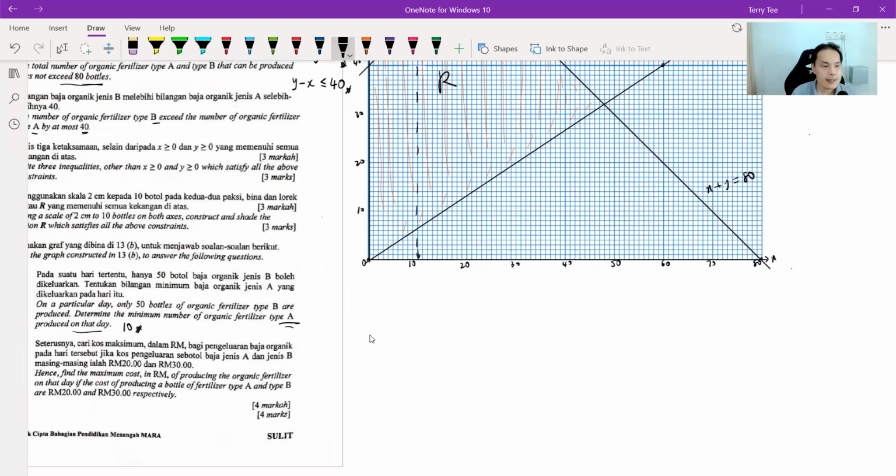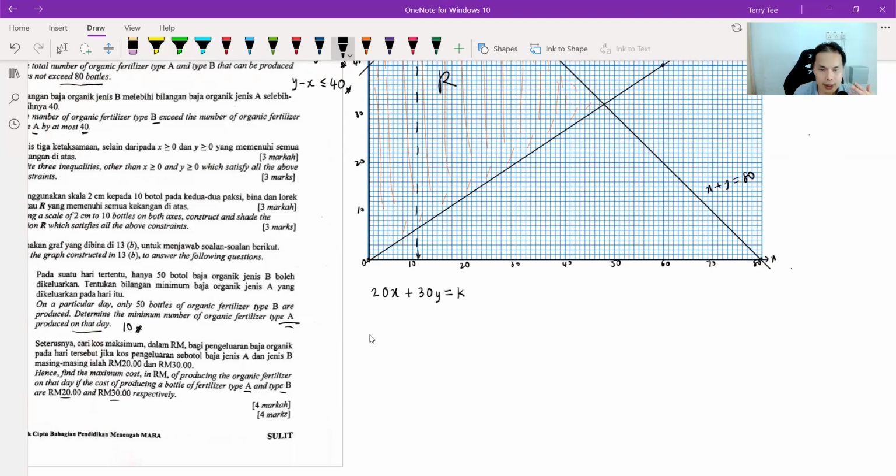Next one. Find the maximum cost of producing the organic fertilizer on the day if the cost of producing a bottle of type A and type B are 20 ringgit and 30 ringgit respectively. So this is where we have to use the objective function. If you produce 1 bottle, you have to pay 20 ringgit for this organic fertilizer A, right? So if you produce x bottles, it is 20x. If you produce type B, one bottle is 30 ringgit. You produce y bottles, it is 30y. And this is now k, right?